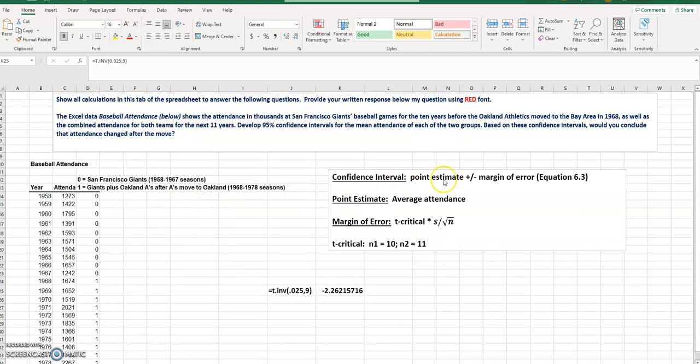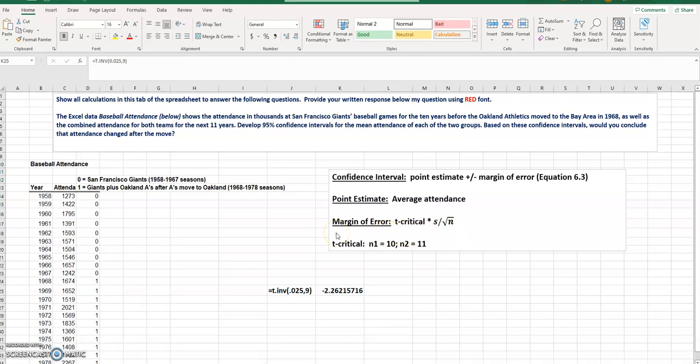In this case, the point estimate will be the average attendance. As you get started on your confidence interval, the first thing you need is a point estimate, and that is just the average attendance for these first 10 years of data. Again, just finding the average. And then the margin of error. I'll talk more about this t-critical value in just a second, but the standard error of the mean, which is basically the standard deviation of the sampling distribution for which this set of data falls, will simply be the sample standard deviation divided by the square root of the number of observations. And I believe you have 10 years worth of data here.